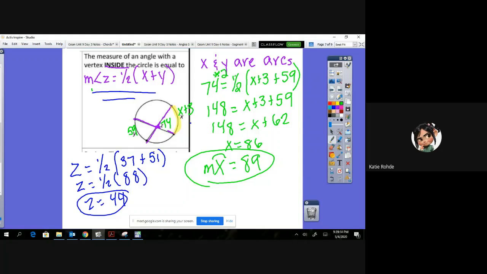Usually arcs will have 2 letters. This would be like B and C there. So that is our second theorem of the day. Again, pretty straightforward. Just have to remember what this is.